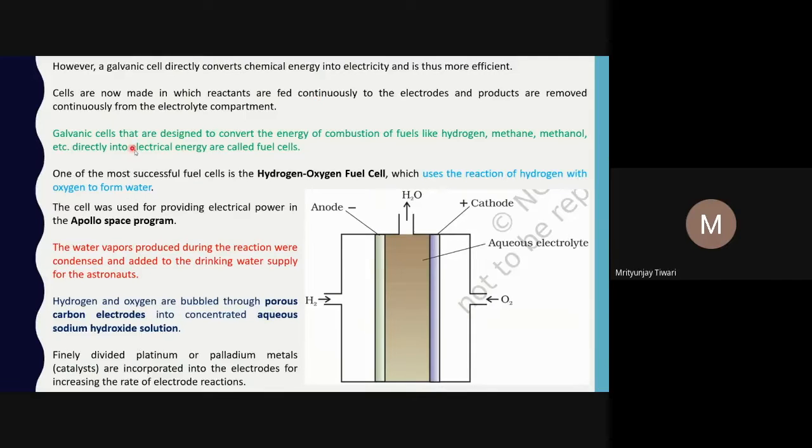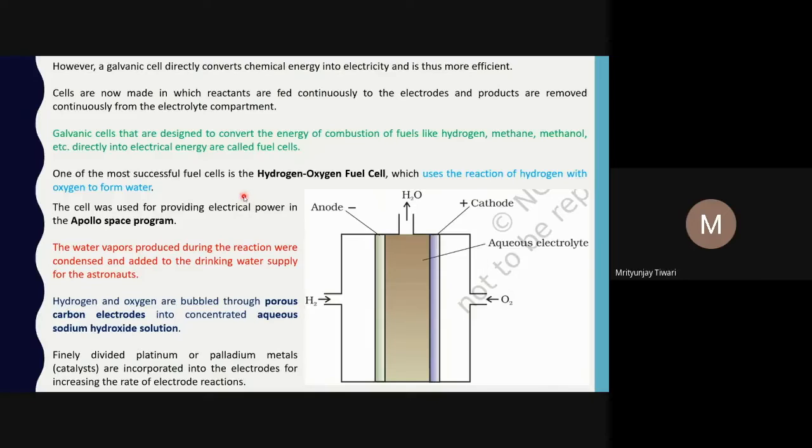So galvanic cells that are designed to convert the energy of combustion of fuels like hydrogen, methane, methanol, etc., and formic acid directly into electrical energy are called fuel cells. So fuel cells are what? They are galvanic cells designed to convert the energy of combustion of fuels like hydrogen, methane, methanol directly into electrical energy. Although we do not combust or burn these fuels in the fuel cells, we directly convert them into electrical energy by certain tricks.